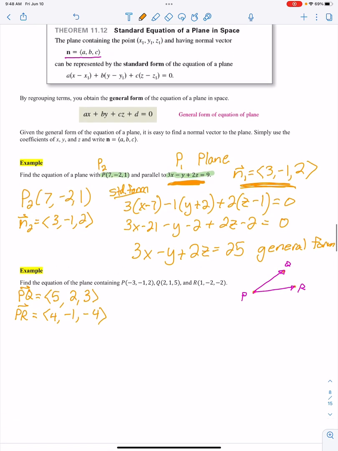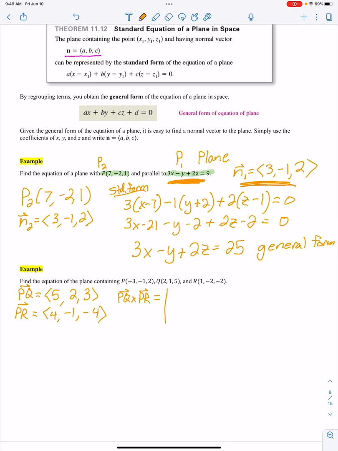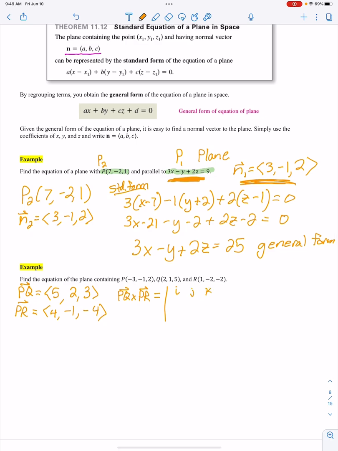Okay, so let's do that. I'm going to erase the picture over here to give me some room because we're going to need it. We're going to do PQ crossed with PR. Now, if you don't remember, that is the determinant definition. Keep in mind, we are going to get a vector for this, and that's what we want. We're looking for a normal vector, because that's all we need. We have a point, we just need a normal vector.